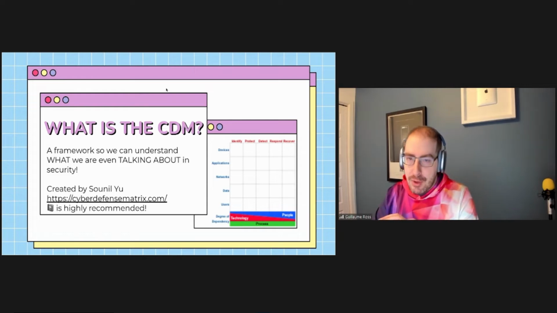So first, we're just going to talk about what the cyber defense matrix is, and then we're going to look at it in more detail. So it's abbreviated as the CDM, right? Because we need more acronyms in security, right? So it's a framework to just make it easier to talk about security.